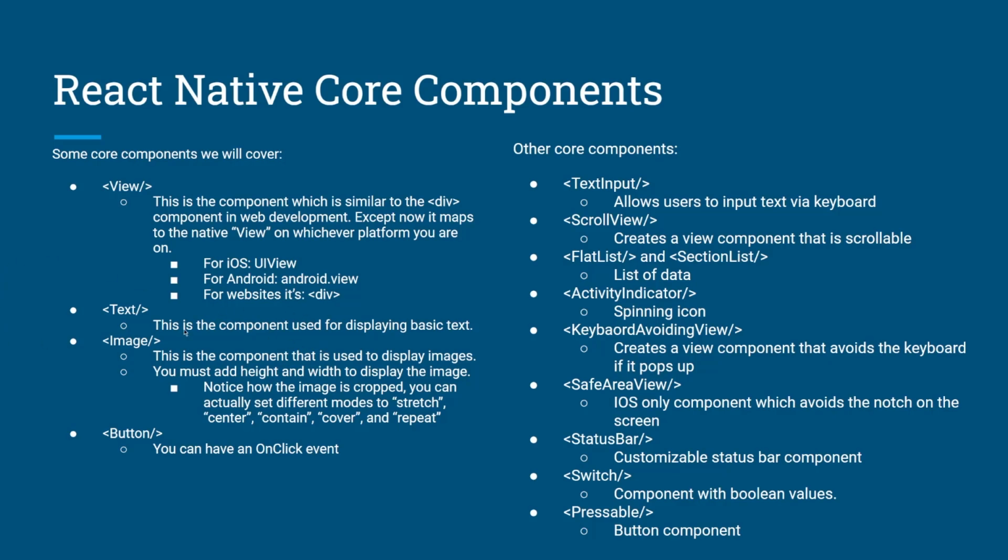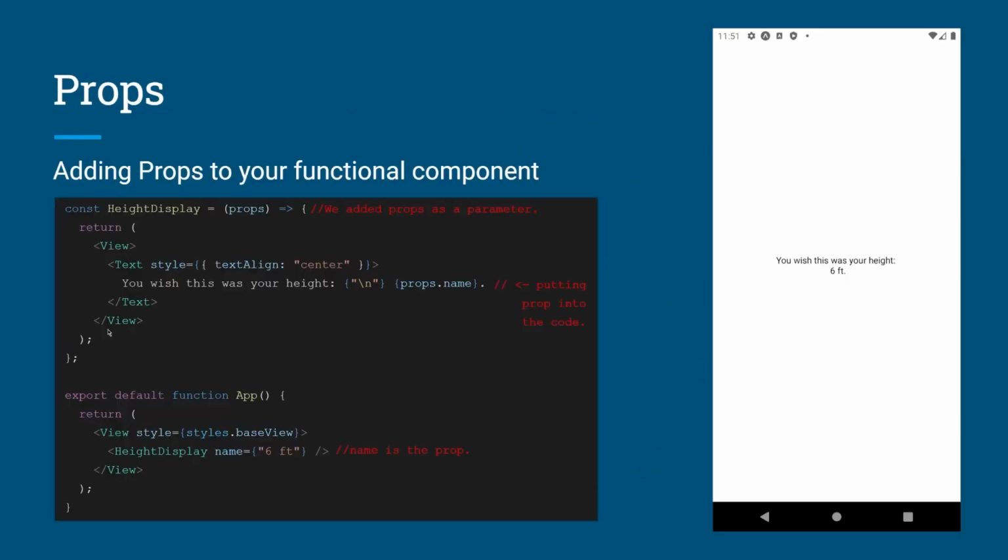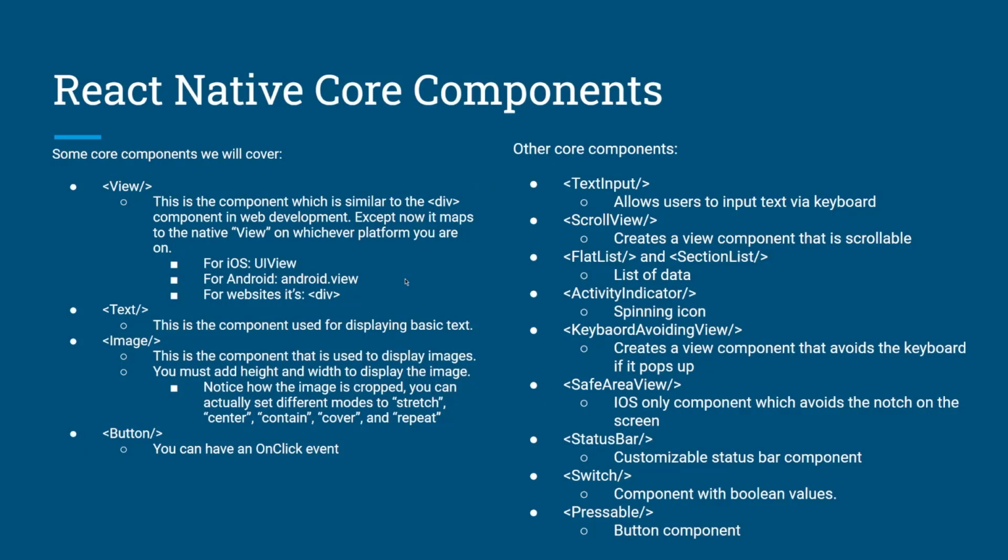Text, we've seen it before in these slides. Text, you wish this was your height, and then they put in their height. So text is basically just for displaying basic text. And the cool thing about these components is you can actually style them, and you can make them look real nice. And you can make your own components using these components, and you can reuse that over and over.